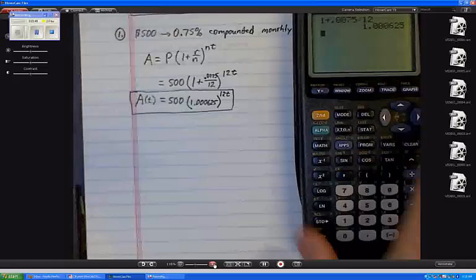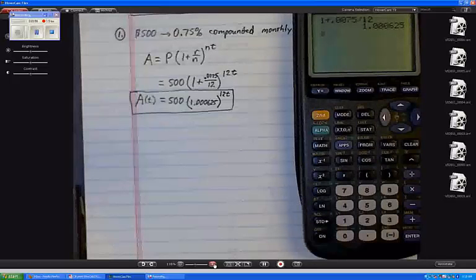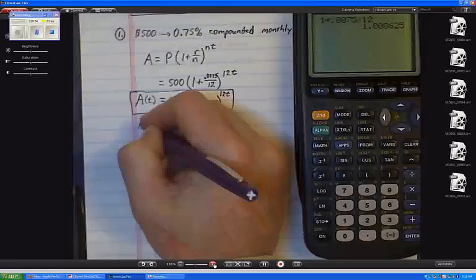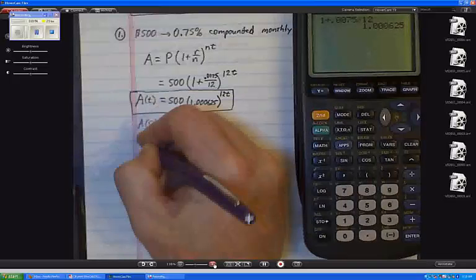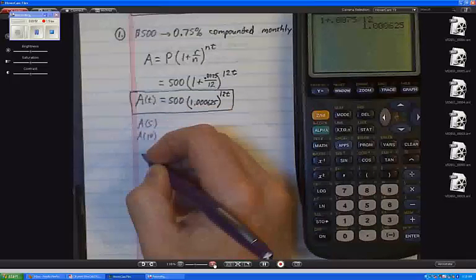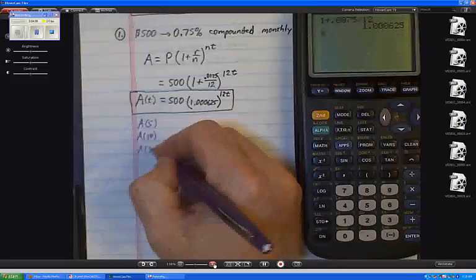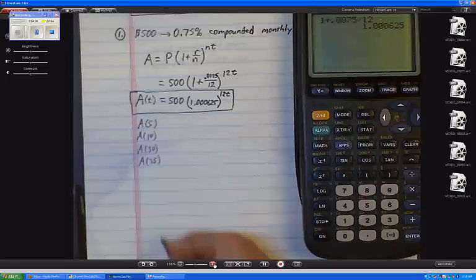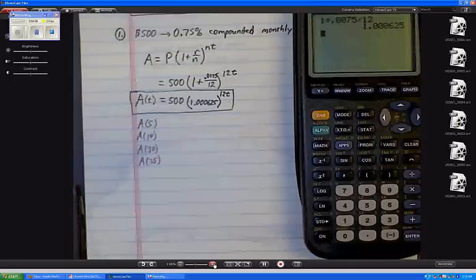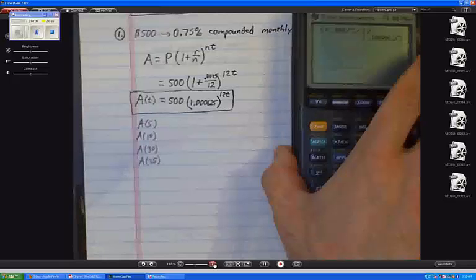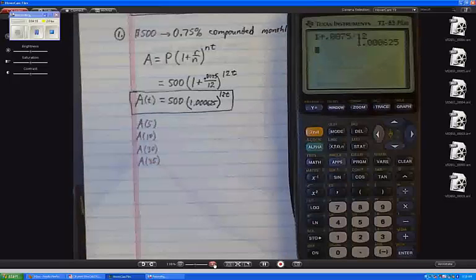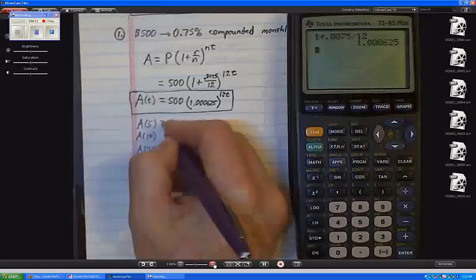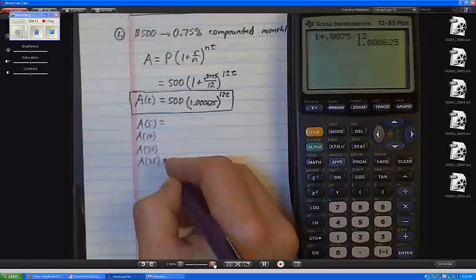So now, what I can say is, I can compute how much will be in the account after 5 years, after 10 years, after 30 years, and after 35 years. That's what they want, right? And so this is very simple. You just need to put a 5, a 10, a 30, or a 35 in for t. So maybe I'll do A of 5 and A of 35 just to save time.